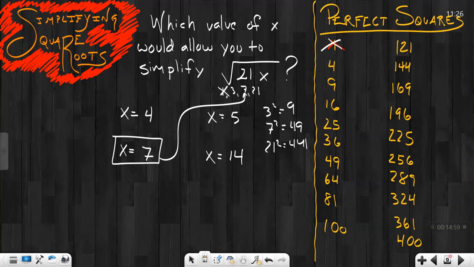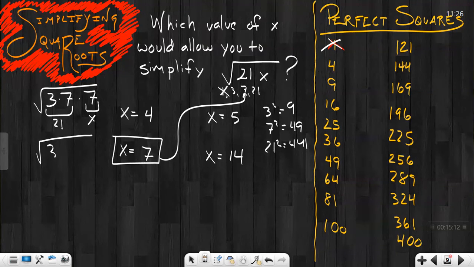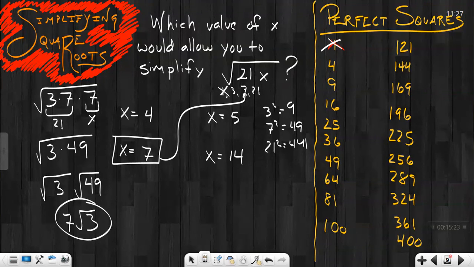Therefore, if I put 7 in there, you technically would have 21 is 3 times 7. And if I put 7 in for x, so this was the original 21, this is x. If I did that, I'm technically looking at this, which would become 7 root 3. So you're looking for common factors when they're asking this one. What value of x would allow you to simplify this further? Let's take a look at another one.